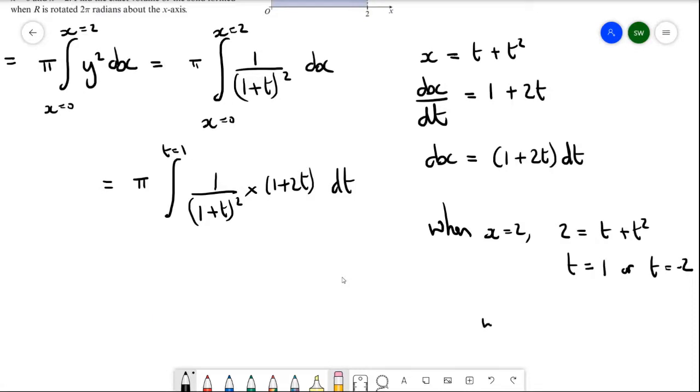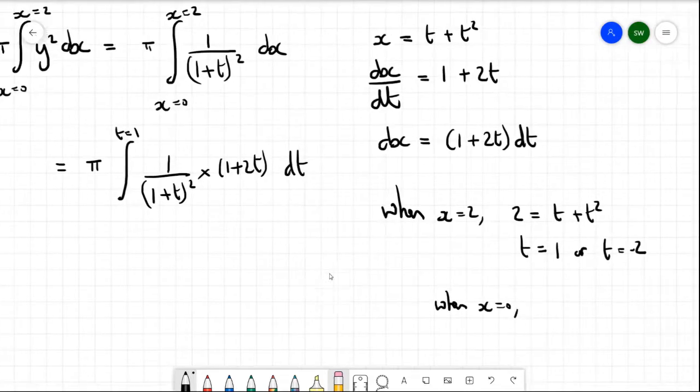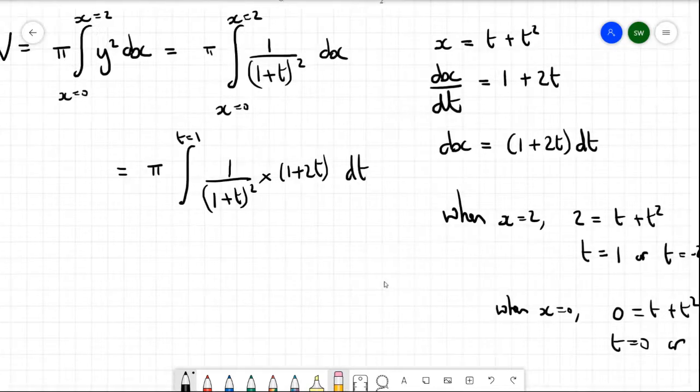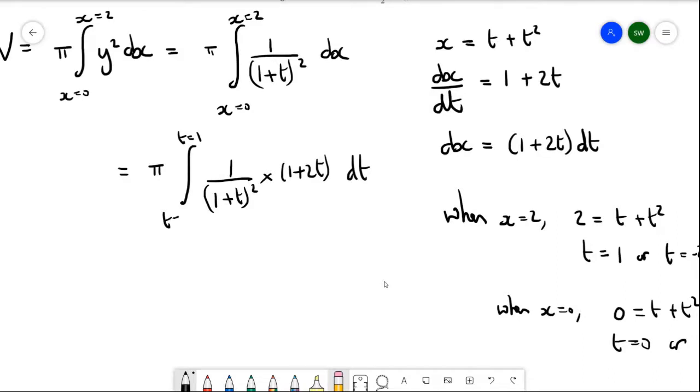And then for our bottom limit, when x equals 0, we know that 0 is equal to t plus t squared. And if we solve that, we're going to get t equals 0 or t equals minus 1. And for similar reasons, we're going to choose t equals 0 because t is greater than or equal to 0. So we'll put t equals 0.